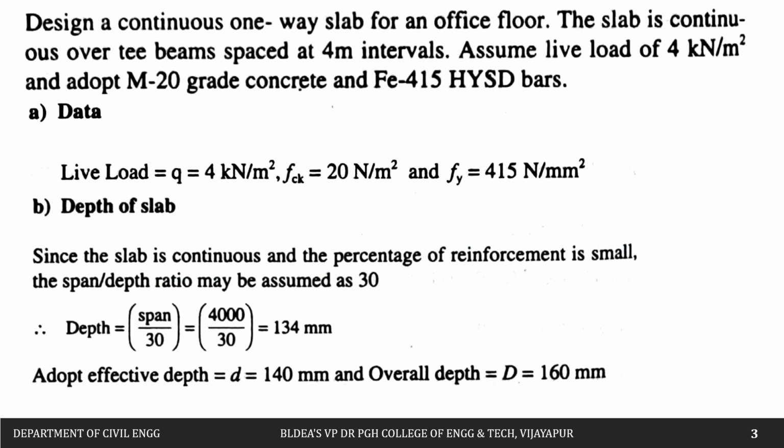So let us try to design one continuous slab. Design a continuous one-way slab for an office floor. The slab is continuous over T-beams spaced at 4 meters interval. Assume live load of 4 kN per meter square and adopt M20 grade concrete and Fe415 HYSD bars. So the data given is live load, that is 4 kN per meter square, M20 grade of concrete, and Fe415 steel.